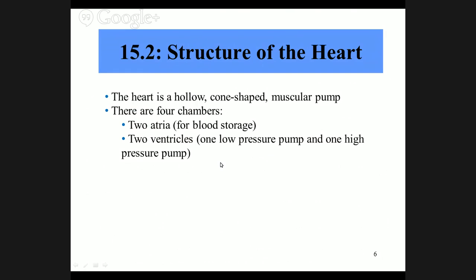Slide 15.2 shows the structure of the heart. It's hollow and cone-shaped. It's a muscular pump with 4 chambers: 2 atria for blood storage and 2 ventricles. One is a low-pressure pump and one is a high-pressure pump.